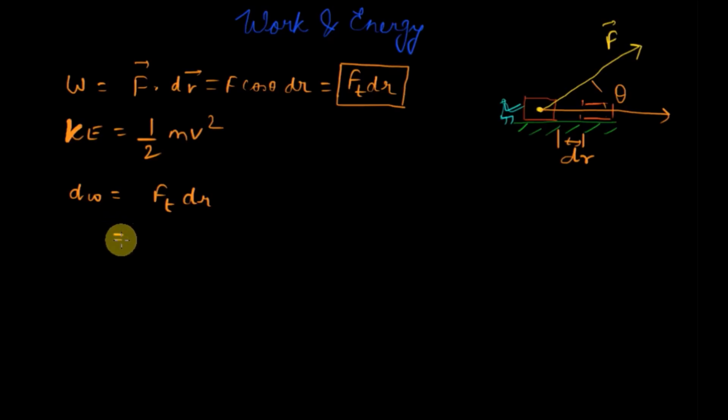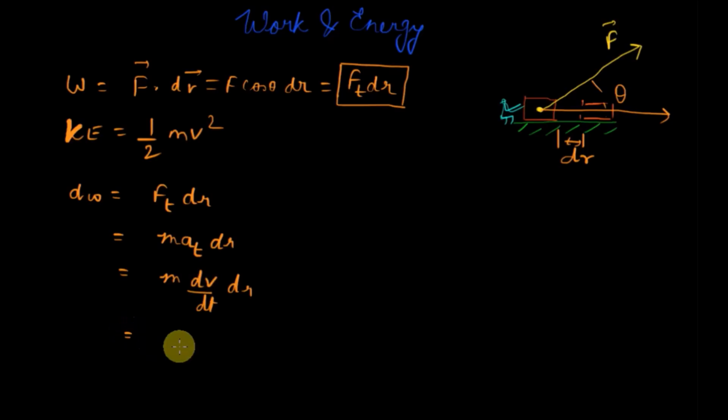Ft, this Ft I can write as, Ft is the component of force along the direction of motion of the object. Ft I can write as mass times the tangential acceleration, the acceleration along the direction of motion of the object, into dr. Now I can write acceleration as what? dv by dt into dr. Acceleration is the rate of change of velocity.